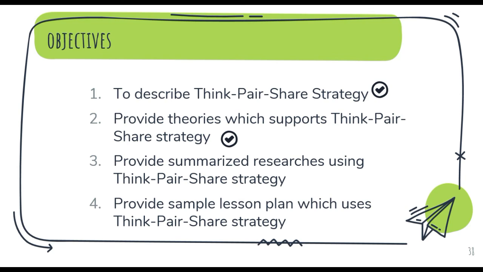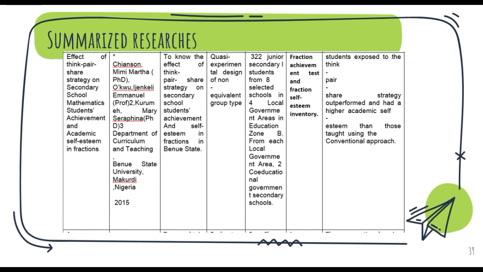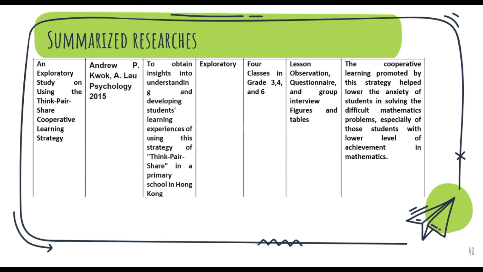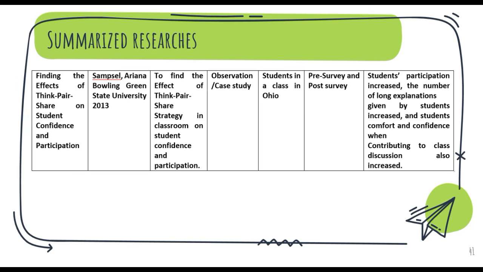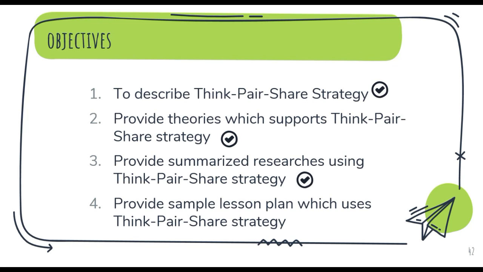Let's proceed to the third objective. These are the summarized researches. We have here the first, which is the effect of think, pair, share strategy on secondary school mathematics students' achievement and academic self-esteem. Second, an exploratory study on using the think, pair, share cooperative learning strategy. And we have here the third one, which is finding the effects of think, pair, share on student confidence. We are done with our third objective.